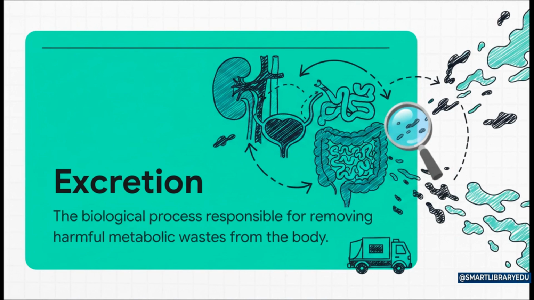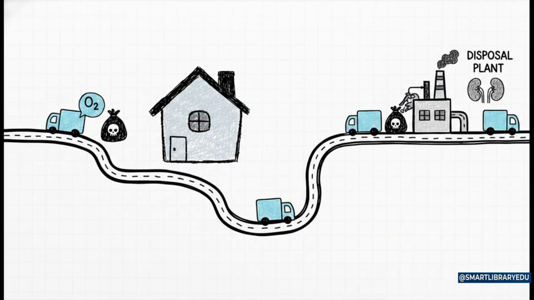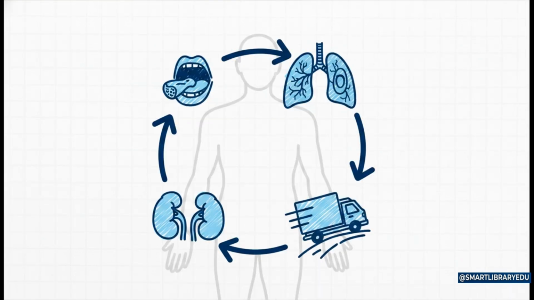to a toxic halt. And this is where our amazing highway system comes in again. The same network that delivers the fuel and supplies is also responsible for hauling away the garbage. Blood carries waste from all the cells to the disposal sites, like your kidneys. And here's the truly beautiful part. None of these processes work in a vacuum.